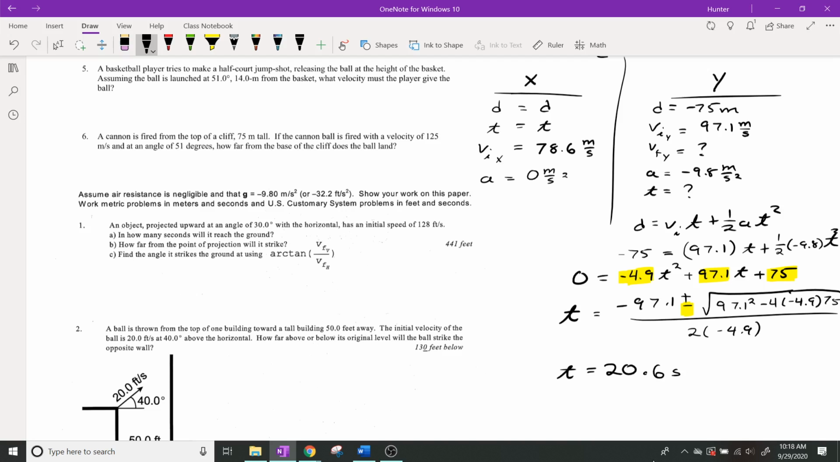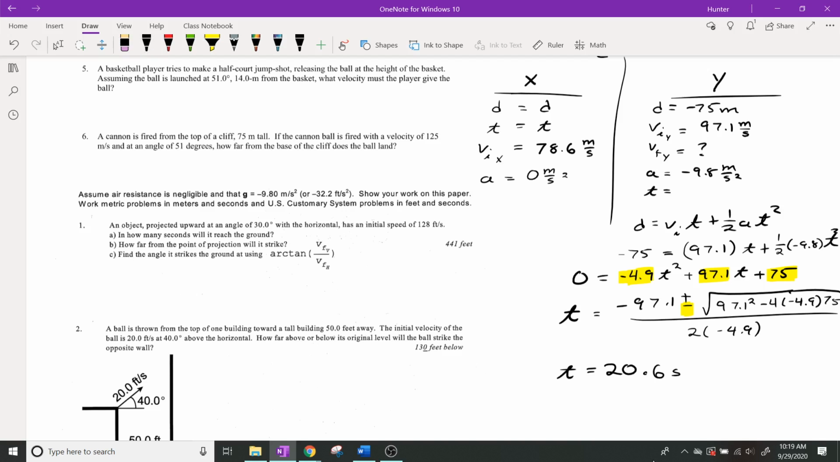This doesn't seem like it was going to be one of those like, oh, hey, this comes out perfectly fine. I need somebody else to get 20.6. It worked. Okay, so we have two answers for 20.6 for running through negative 97.1 minus the square root of 97.1 squared minus 4 times negative 4.9 times 75, and then divided by 2 times negative 4.9. All right, so at least we got a time now. Let's put that in our DVAT.